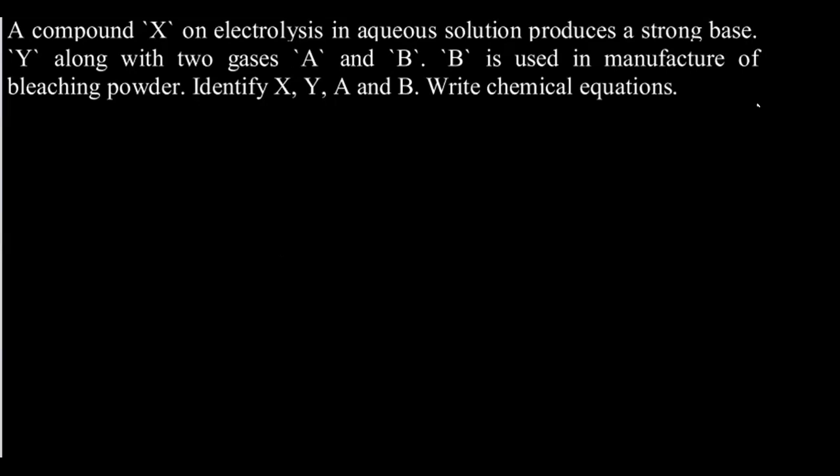A compound X on electrolysis gives an aqueous solution to produce a strong base Y. What is X and what is Y? It also gives two gases A and B. B is used for manufacturing bleaching powder.